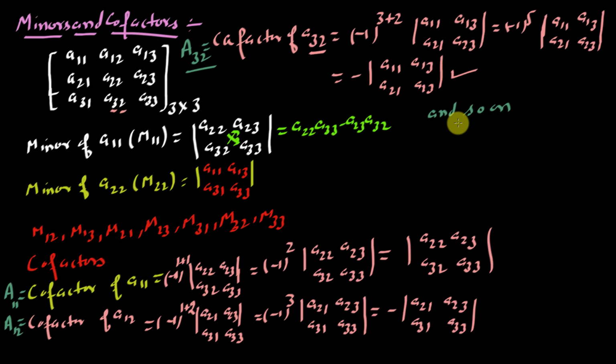And so on, you can calculate the other cofactors and the minors also. In minors, the basic difference is that you don't include any sign, but in the cofactor you also have to give due consideration to the signs, and the signs run on minus 1 raised to the power of the sum of subscripts.